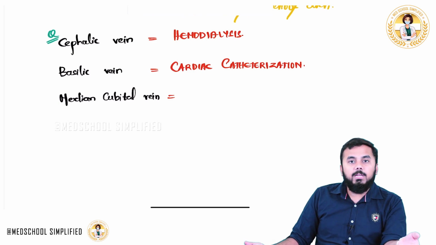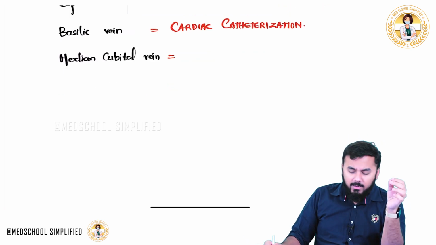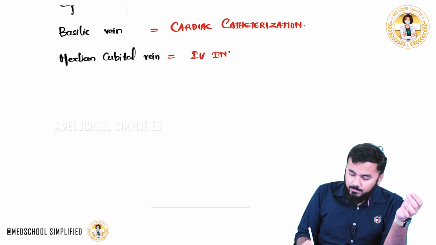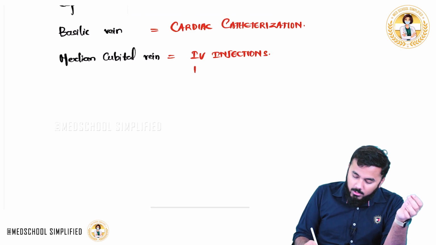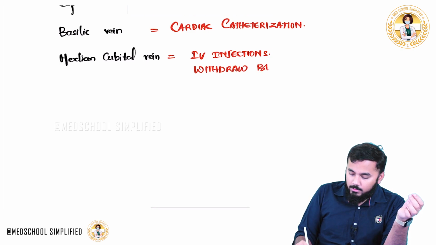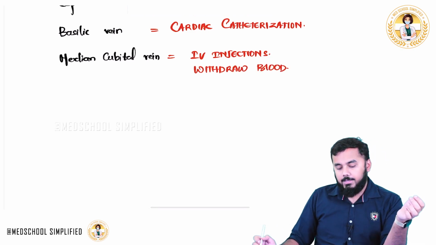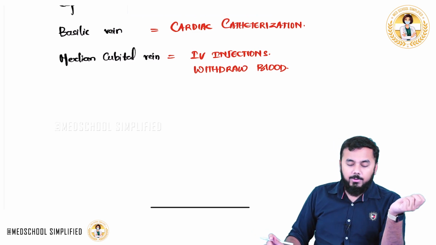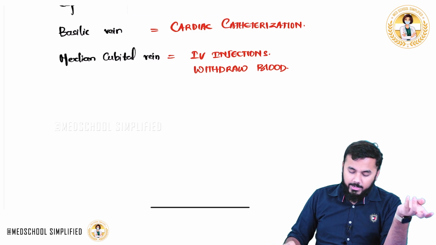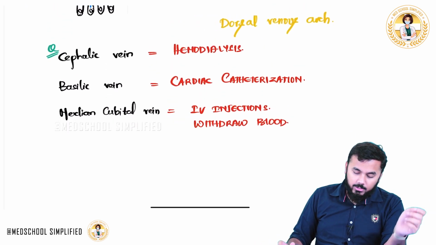Next important thing is the median cubital vein. Why do we use this median cubital vein? The median cubital vein is mainly used for IV injections and also to withdraw blood. Why is the median cubital vein used mostly? Because it is superficial. That is the reason it is used. So these are the three important things you need to know.